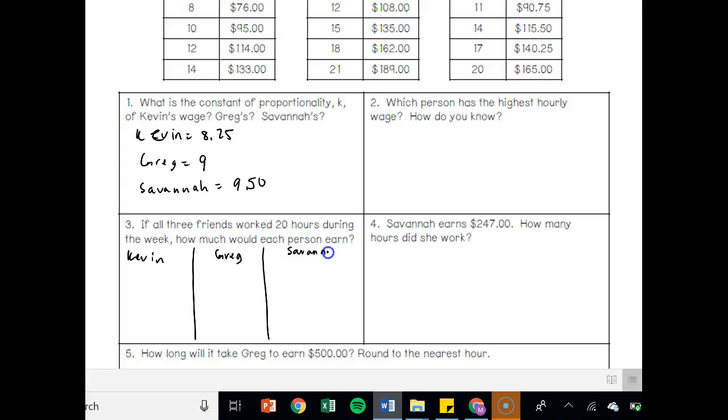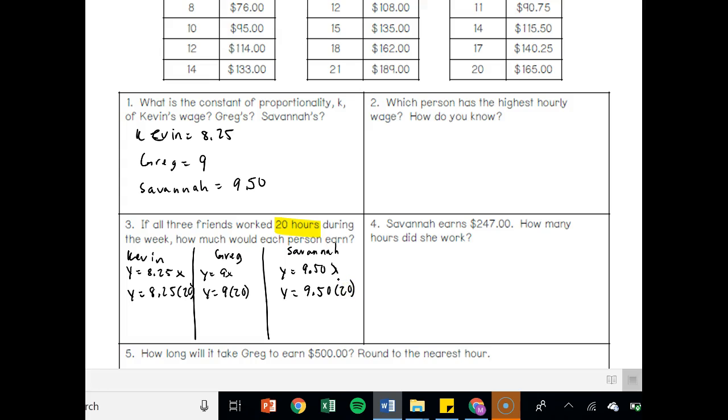So they each have an equation. Kevin's equation is y equals 8.25x. Greg's equation is y equals 9x. And Savannah's equation is y equals 9.50x, right? And so now if they each work 20 hours, all we're doing is plugging in 20 for x. So y is equal to 8.25 times 20. Greg is y is equal to 9 times 20. And Savannah is y equals 9.50 times 20. And then we just go ahead and do the work.